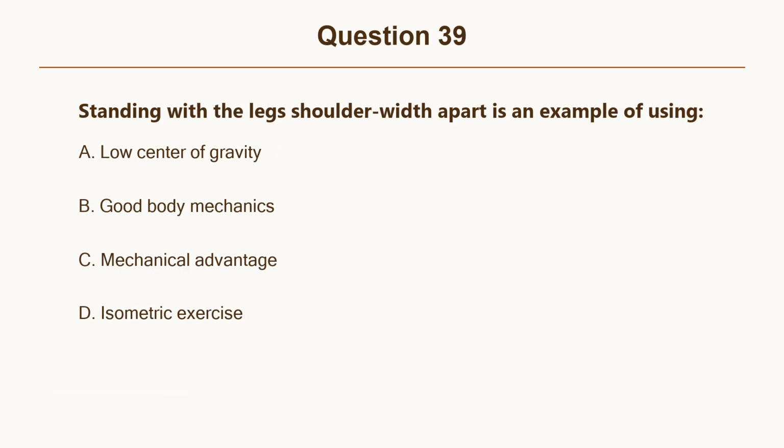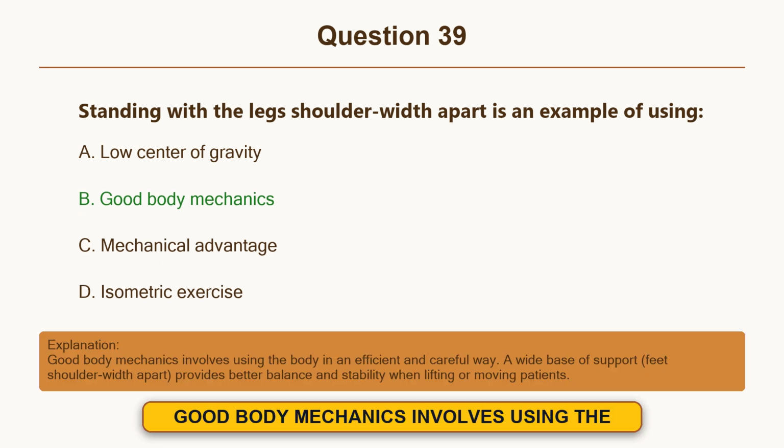Question 39. Standing with the legs shoulder-width apart is an example of using option A. Low center of gravity. Option B. Good body mechanics. Option C. Mechanical advantage. Option D. Isometric exercise. The correct answer is option B. Good body mechanics.